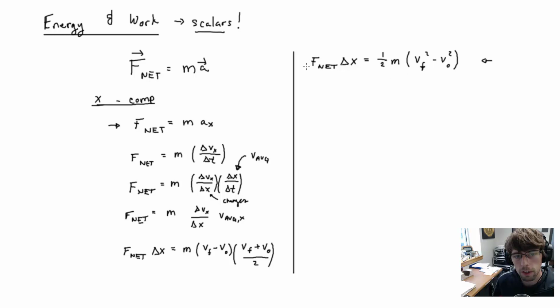So now we're at a point where we would like to redefine new physical quantities. So over here, we have this net force times delta x. So a displacement times a net force. And so we define this as a new physical quantity. We're going to define that as being equal to work.